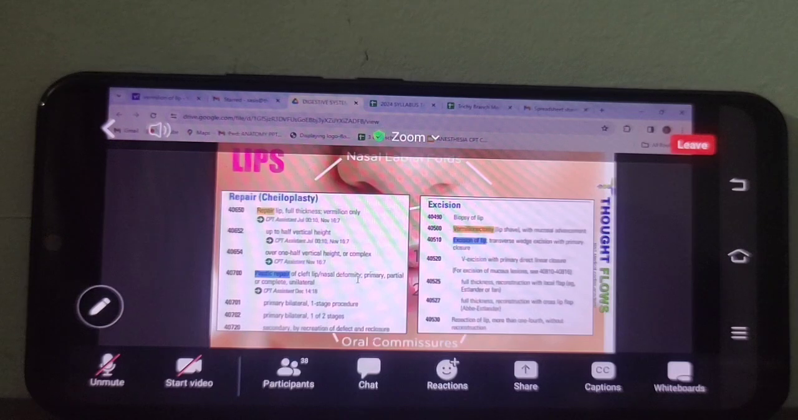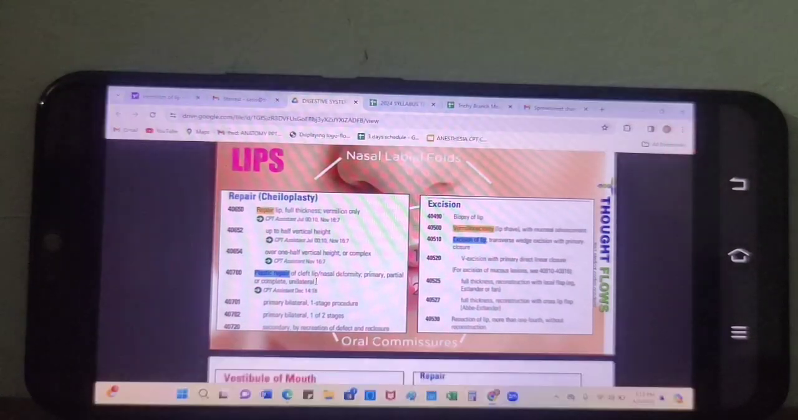In the repair of cleft lip or cleft palate, we have two classifications, primary and secondary. Primary means this is a first time surgery for the patient. Secondary means this is a follow-up surgery, a second time surgery.